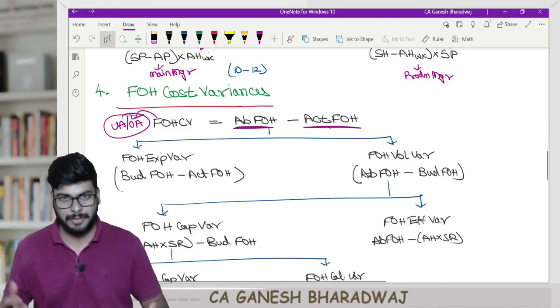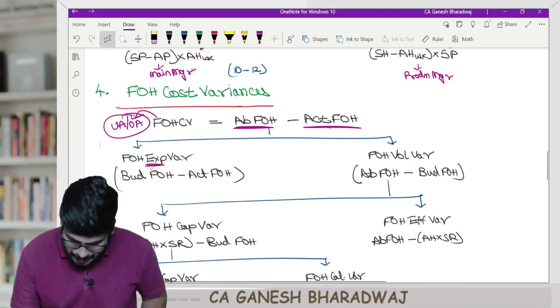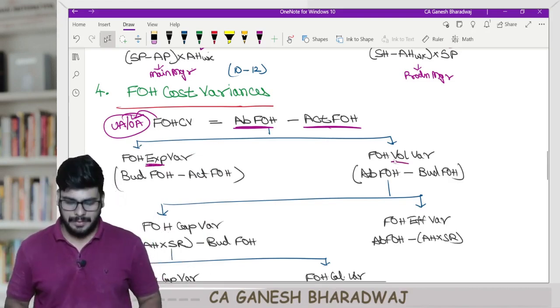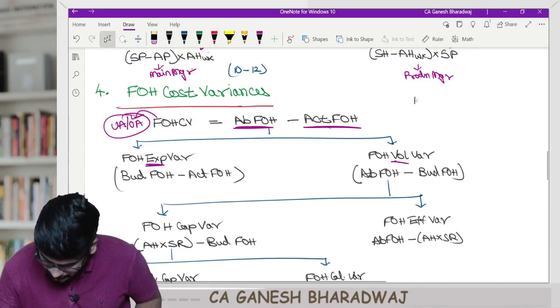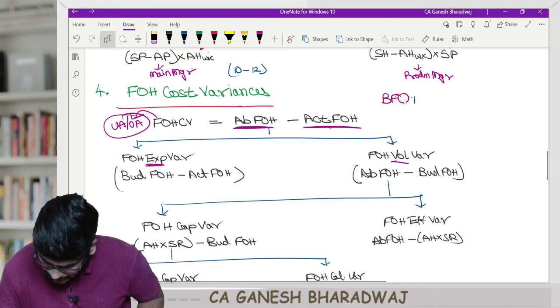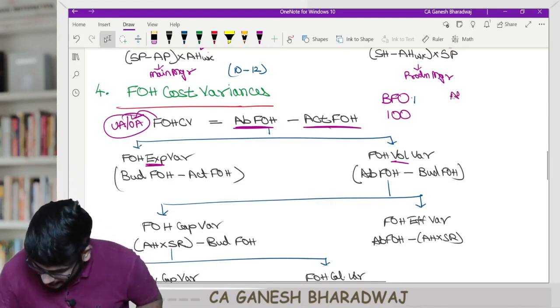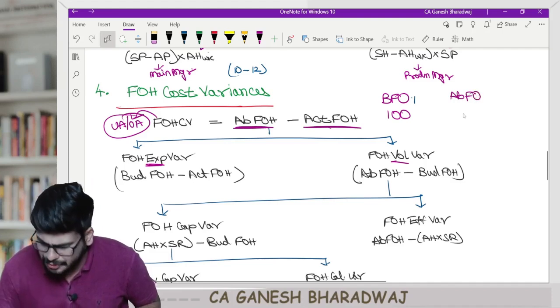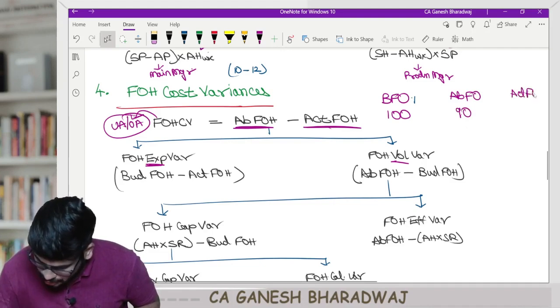So fixed overhead cost variance is basically capturing your under or over absorption. The formula is absorbed fixed overheads minus actual fixed overheads. Now, this gets branched into two: expenditure variance and volume variance. Let me give you an example, right? You have budgeted fixed overheads. Let's say I budgeted a fixed overhead of 100 rupees, but I absorbed a fixed overhead of, let us say, 90 rupees. Whereas the actual fixed overheads was, let us say, 110 rupees.